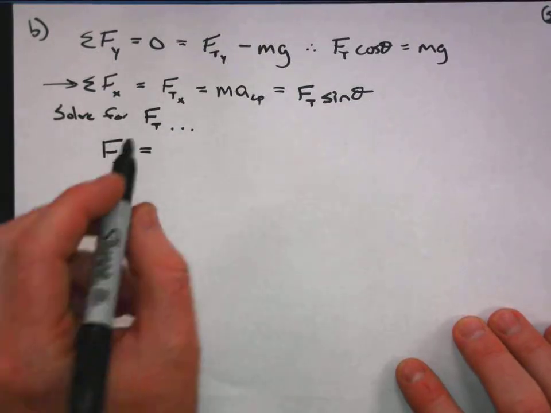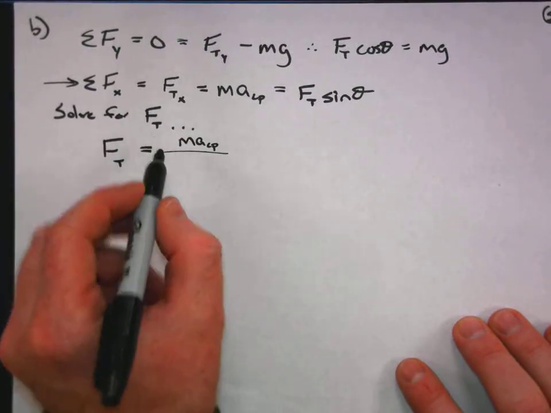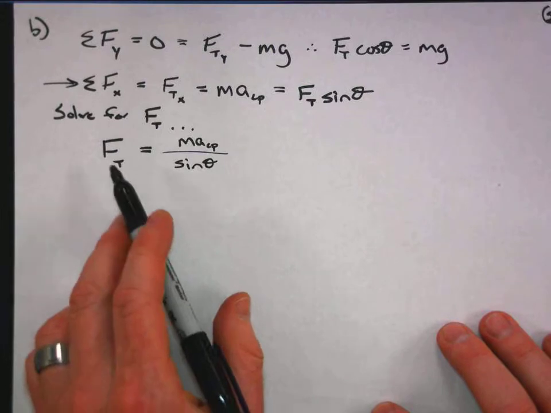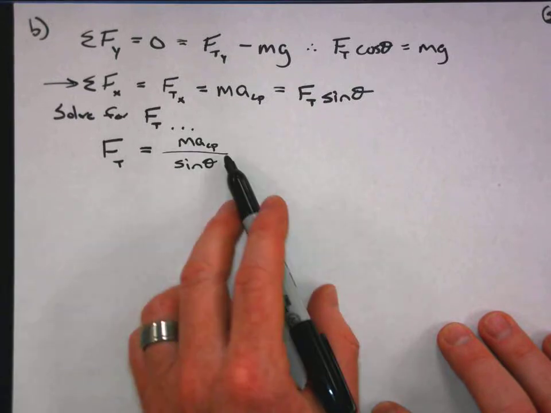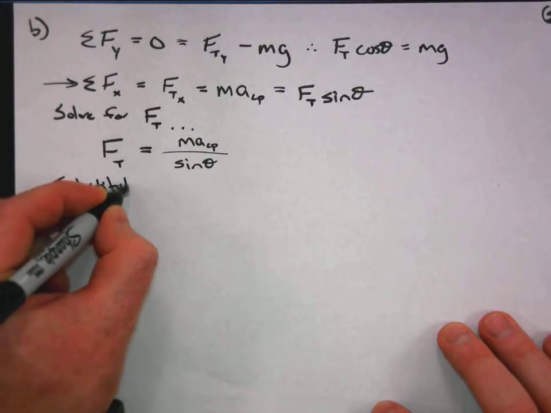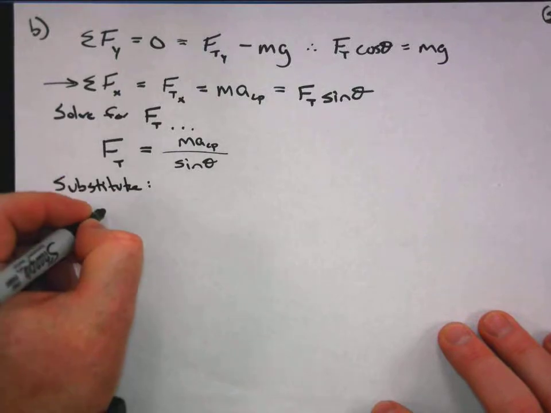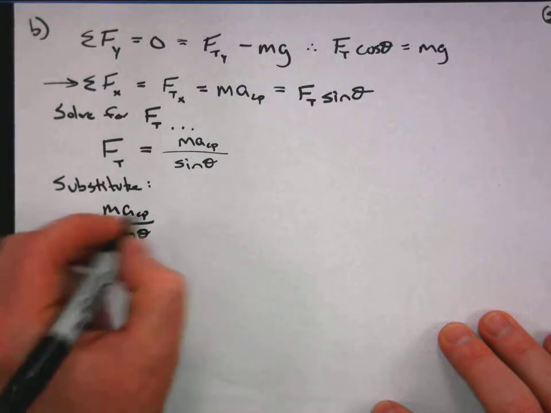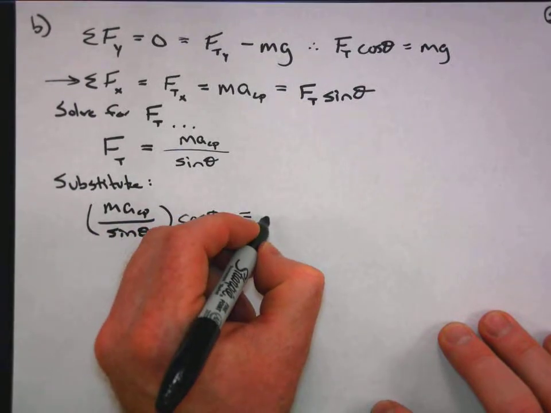What you end up with is mass times centripetal acceleration divided by sine of theta. All right, now I have this unknown in this equation also. So what if I just did a substitution here into that one? And let's see what results. Substitute. And so I'm going to rewrite this, but I'm going to do the substitution right away. Let's see what happens here. All right, and then cosine of theta, and that's going to equal mg.